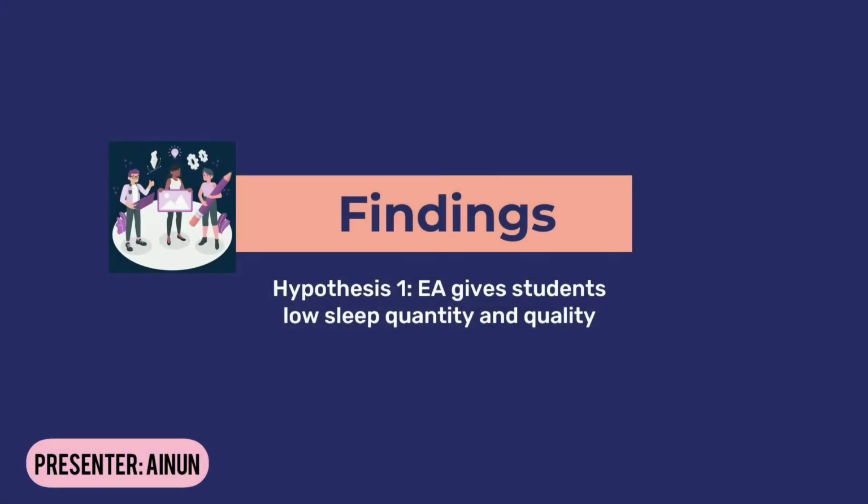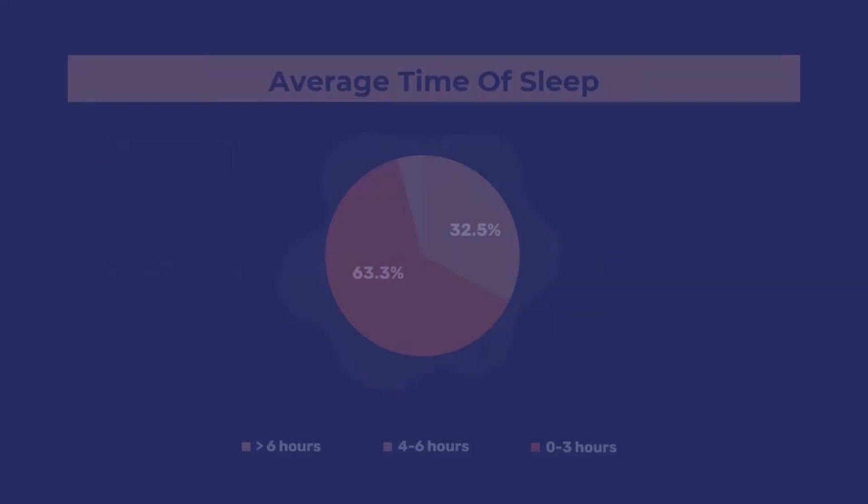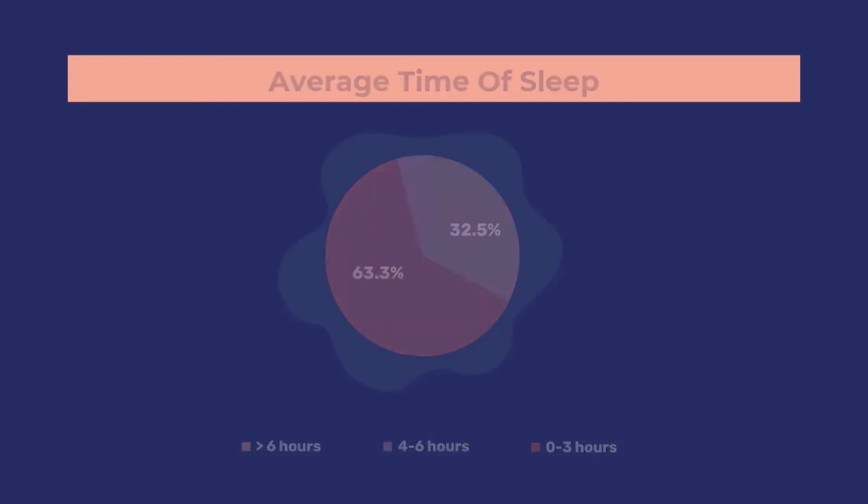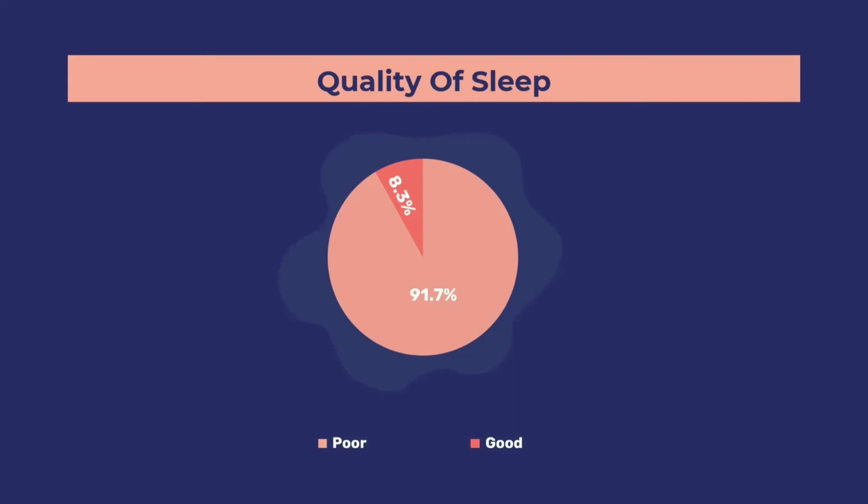Let's move on to the findings obtained from the survey questions. There are two questions allocated to test the first hypothesis, which stated that EA gives students low sleep quantity and quality. In the first question, we found out that more than half of the involved students chose 0 to 3 hours as their daily average time of sleep during the previous EA period. Next, 91.7% of the participants responded that they had poor quality of sleep during the previous EA.